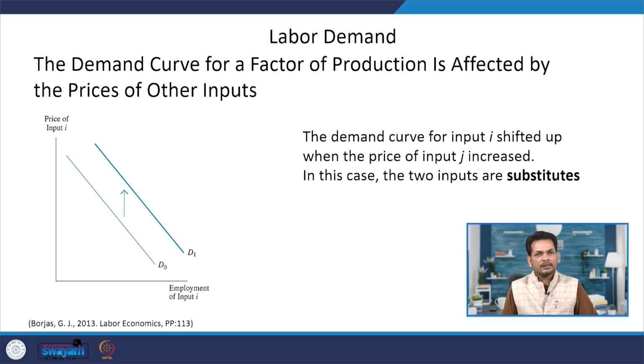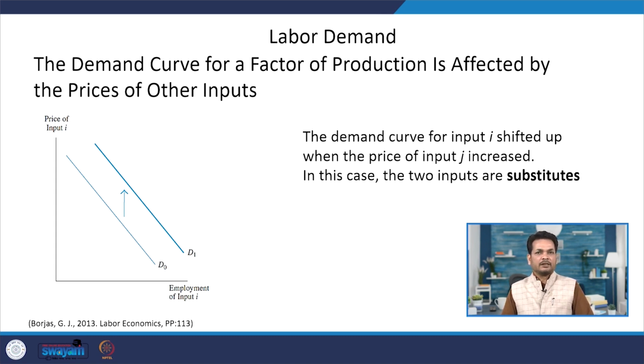So, the inputs are complements when both respond exactly in the same way as there is a rise in the wage of the factor input j, which means these two inputs go together. Now, here you can see how there is a shift in the demand curve for the factor of production, which is affected by the price of other inputs.